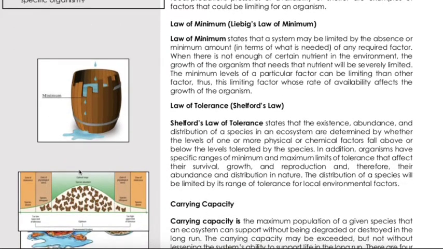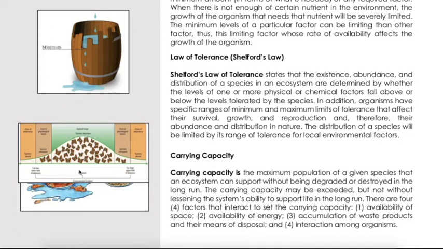So, in comparison with the law of the minimum, meron ding tinatawag na Shelford's Law of Tolerance. Ibig sabihin nito, there is a particular range of tolerance or measurement of a particular factor that an organism can adapt to or can tolerate. Yun ang ibig sabihin niya. So in this particular figure, you can see that this particular range of an abiotic factor, this is what we call the optimum range. So ito yung range ng factor wherein an organism can reproduce at the same time can survive, grow, and develop.